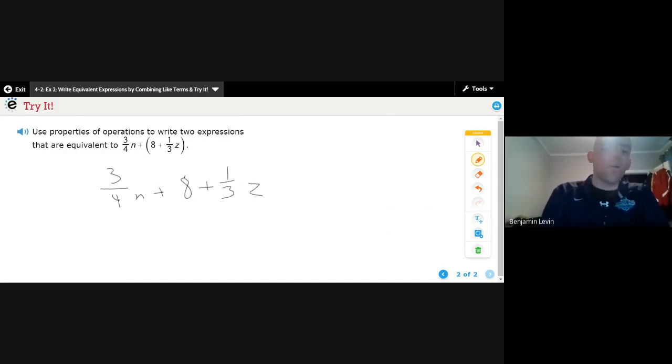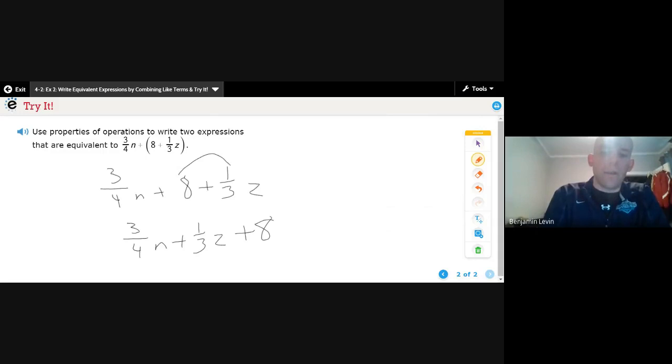Right? Or we could rewrite this with the letters next to each other. They're not like terms. One's a Z and one's an N. But if it helps us visualize this, we can change the order, right? Because the commutative property says we can change the order of things we're adding. So we could write it as 3/4 n plus 1/3 z plus 8, right? We just switched the order here.